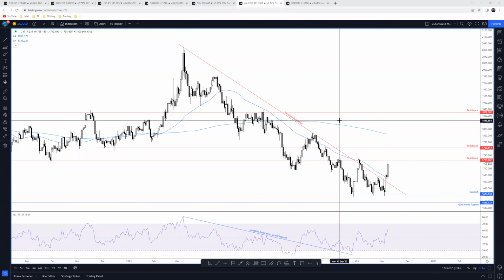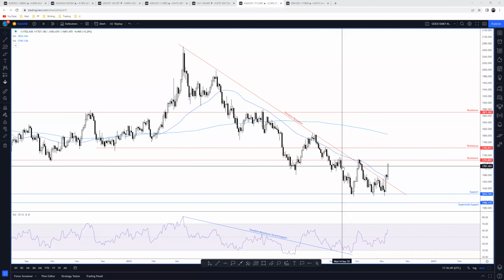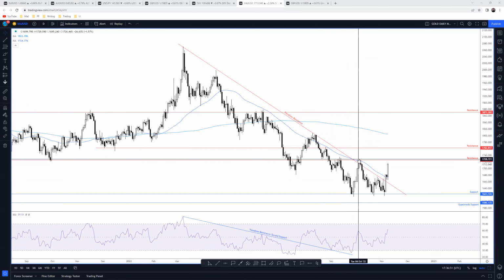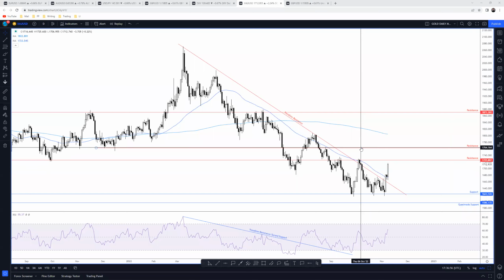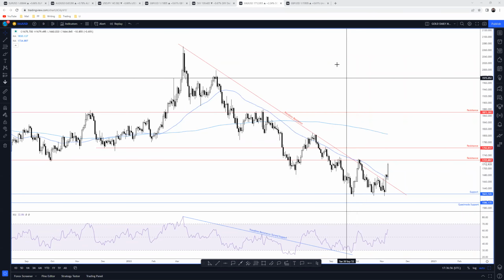Unless, of course, we do break the, where was I looking? I was looking around this area here. If we break this resistance at 1725, then yeah, I do believe we are heading higher in the gold market.